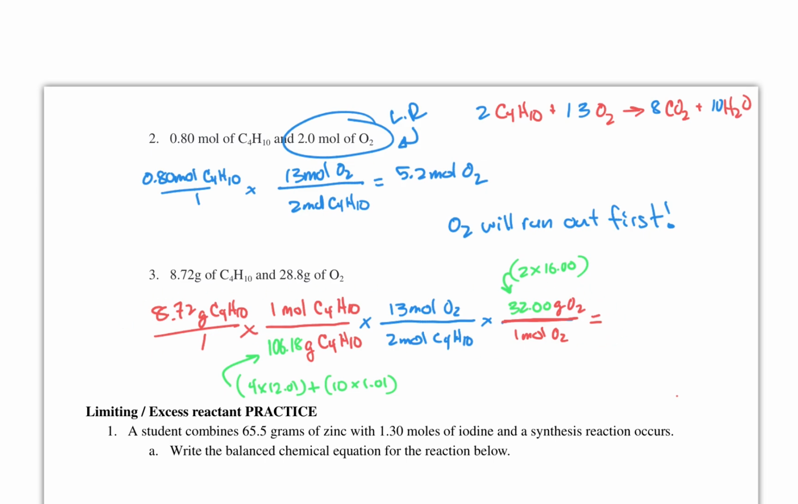After calculating the answer, we see that it would take 17.1 grams of O2 to completely consume all of the butane. Well, since we have 28.8 grams of O2, we have more than enough O2 to completely consume our butane. So the C4H10 butane, that is our limiting reactant.